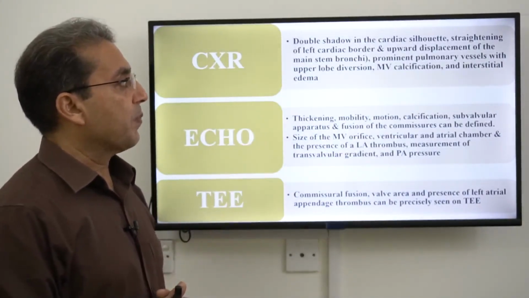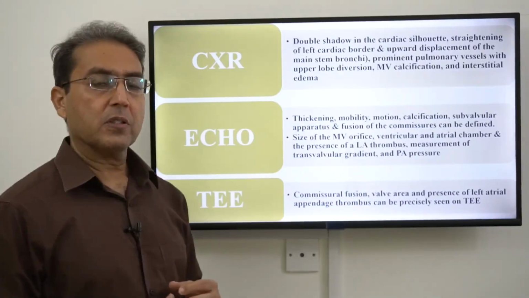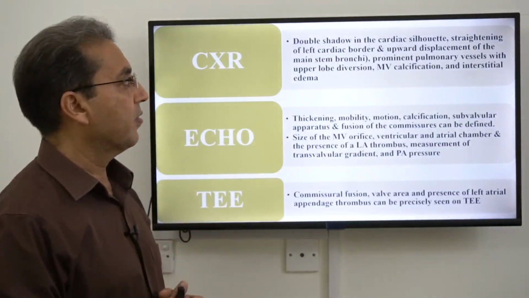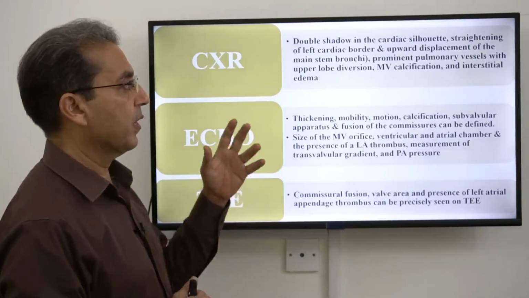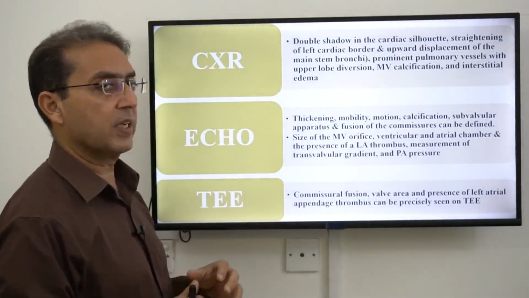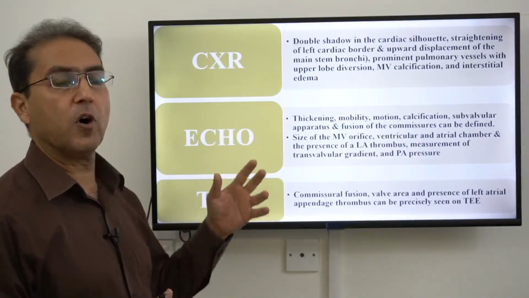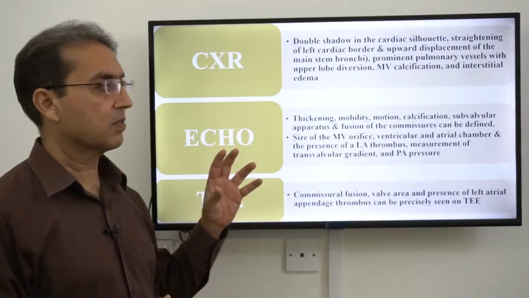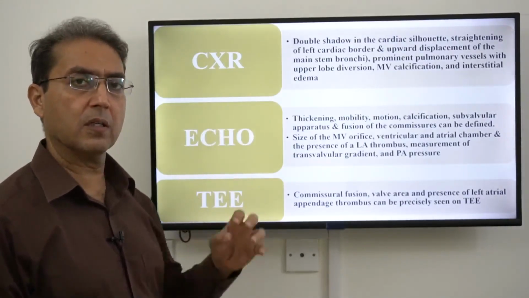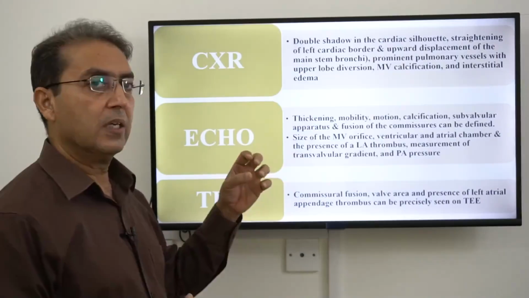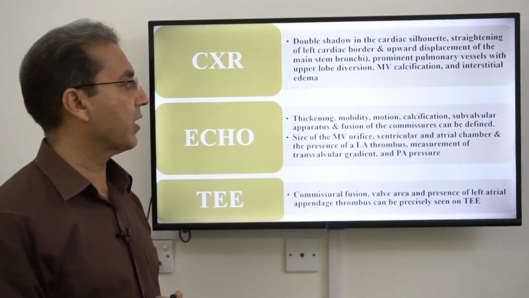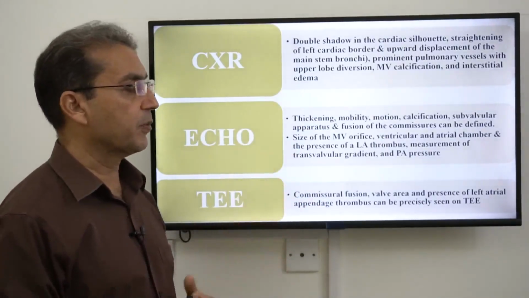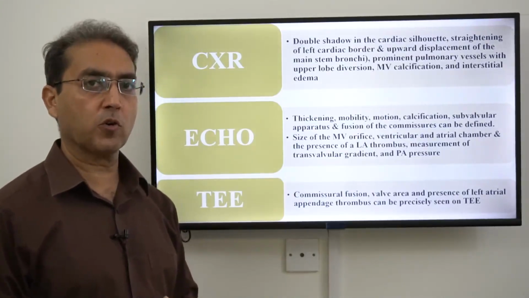There may be prominent pulmonary vessels with upper lobe diversion. You may see the diversion into the upper lobes. Maybe we can see mitral valve calcification and interstitial edema in the form of curly lines. Then echo is a beautiful investigation. It can tell us about the thickening, the mobility, the motion, the calcification, the subvalvular apparatus, and the fusion of the commissures, all of which can be seen on echocardiography.